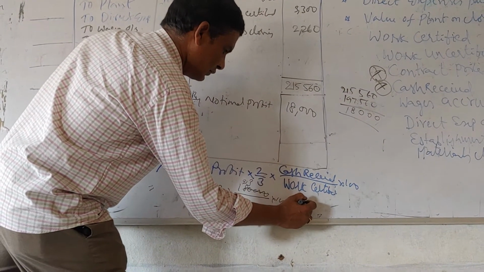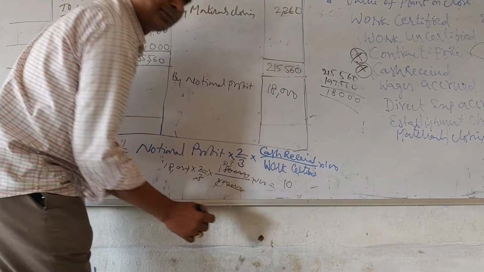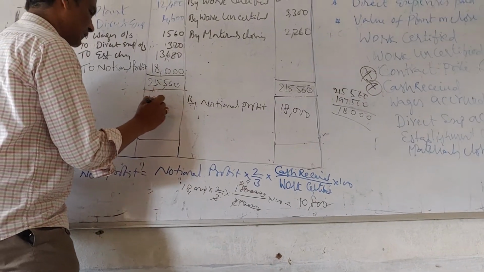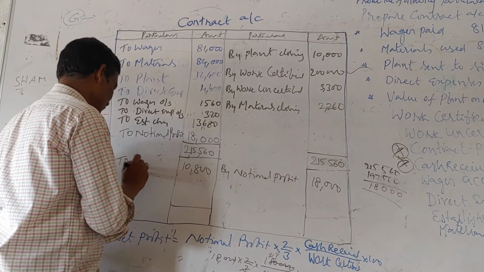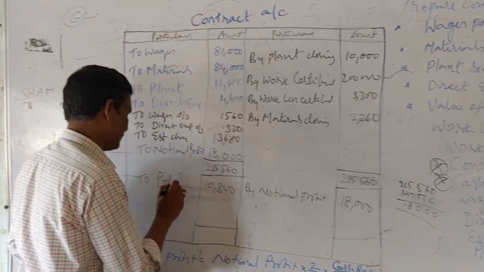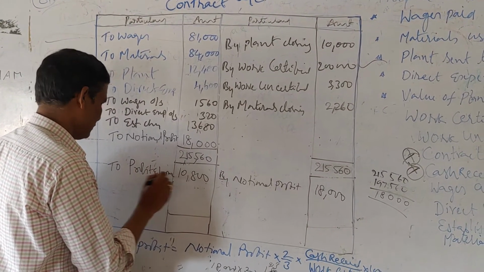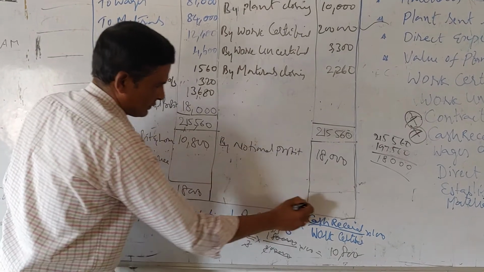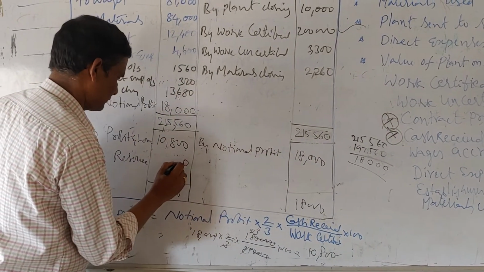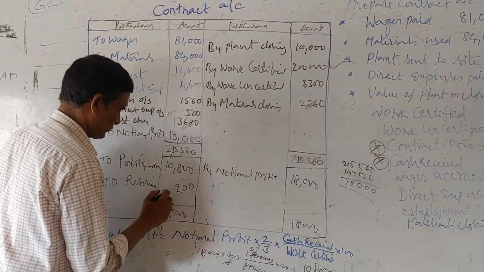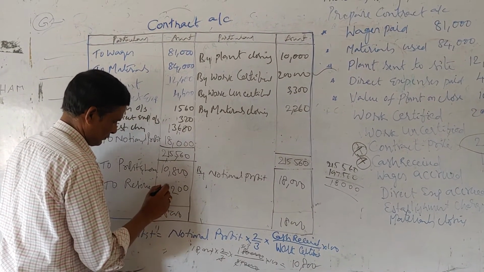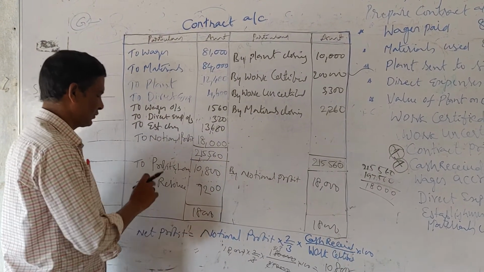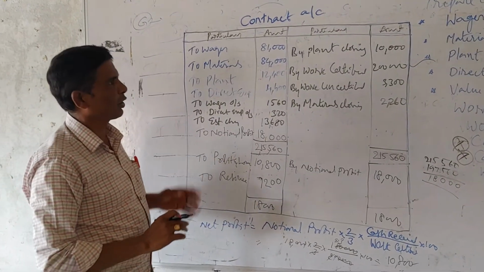You will get 10,800. So 10,800 is transferred to profit and loss account. The remaining is reserve, so 18,000 less 10,800, that is 7,200, is transferred to reserve. So profit and loss account 10,800. So this is the problem.